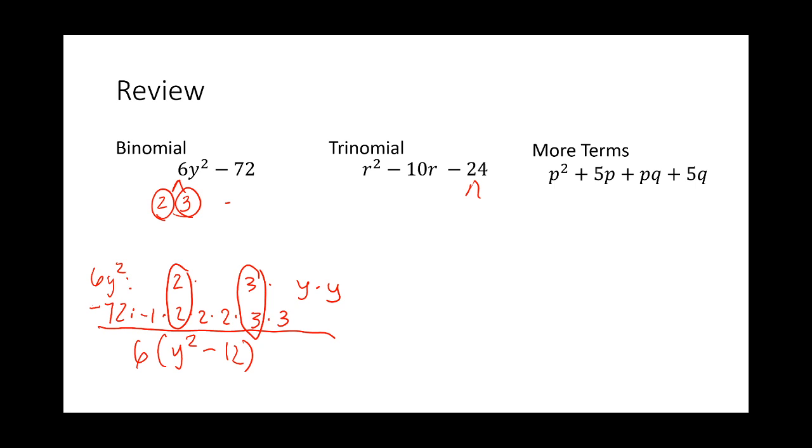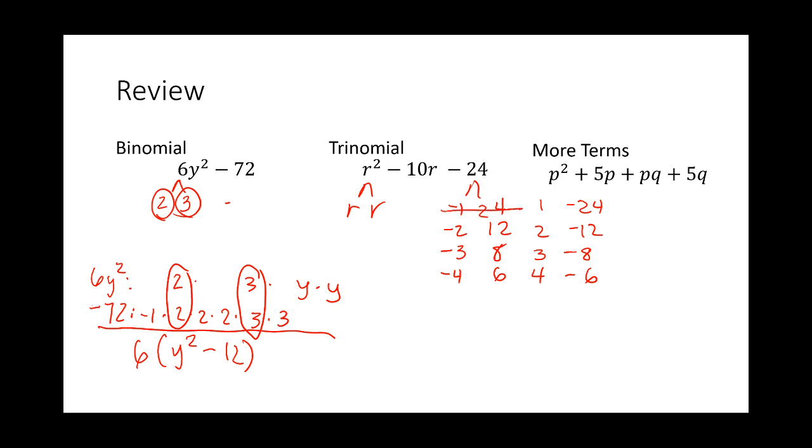For a trinomial, I want to see which, this is r times r. That negative 24 is negative 1 times 24, negative 2 times 12, negative 3 times 8, negative 4 times 6. And of course, that means it's also 1 and negative 24, 2 and negative 12, 3 and negative 8, 4 and negative 6. Now I want to see which ones on the right add up to negative 10.